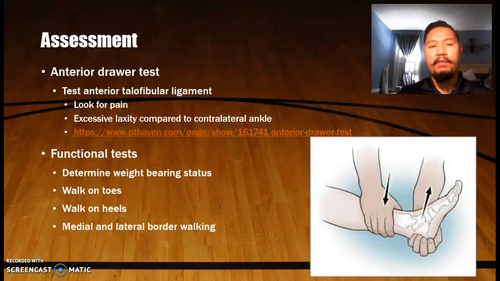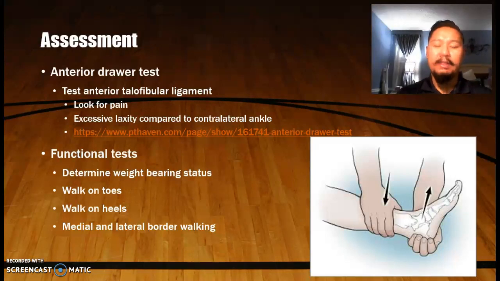So to find out if you have or if your athlete has the ankle sprain, you want to do an anterior drawer test, and that is to test for the ATFL. So by doing that, you are with one hand stabilizing the tibia and giving a posterior pressure or posterior force, and with the other hand you are holding at the calcaneus and producing anterior force pulling up.